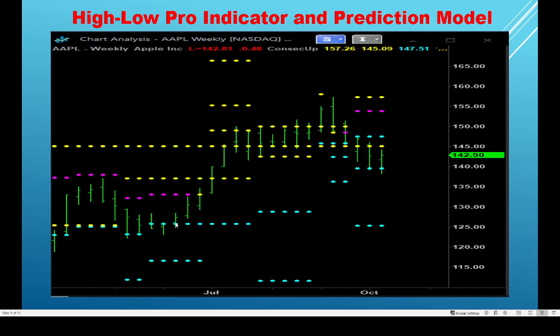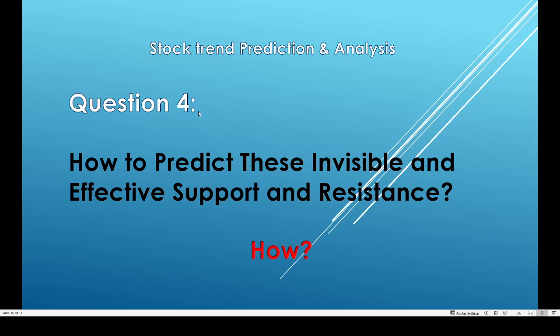For example, this is around $125 and this is about $150. That's basically $25 for each share. If you buy 100 shares, then that means you can get $2,500 in just about 5 days, in about 1 week. So let's go to another question.